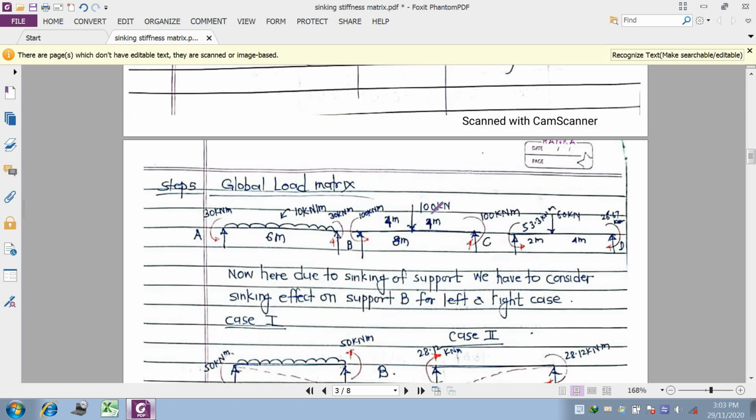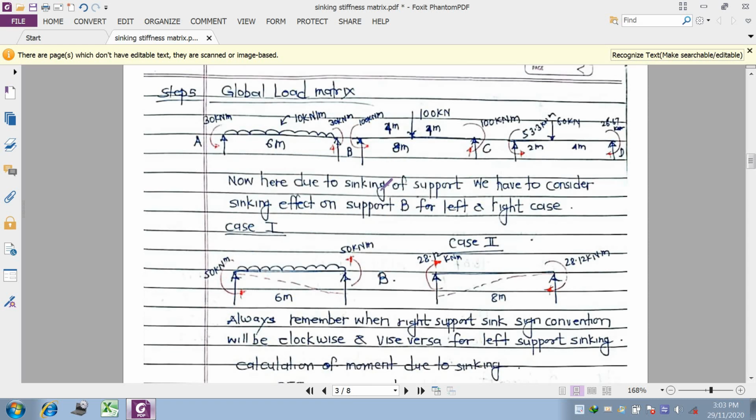Similarly, here is 100 kilonewton. So the formula will become WL by 8, that is 100 into 8 by 8, the answer is 100. Here, for the load at a distance, the formula will become WAB square by L square, and here it will be WA square B by L square. So we will get the fixed end moment.